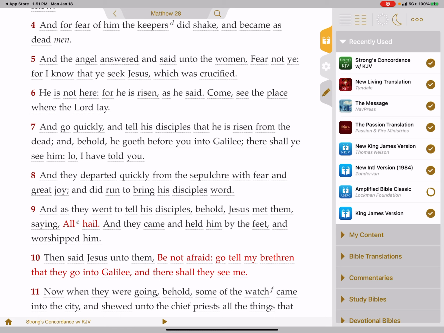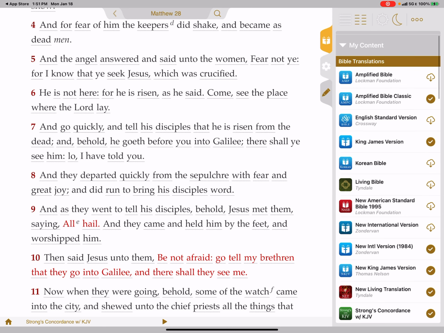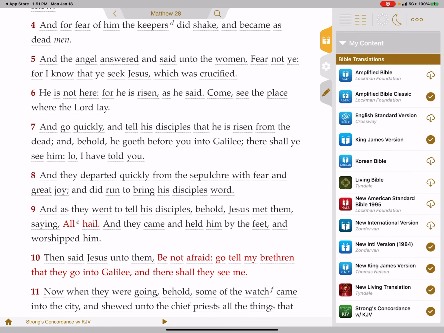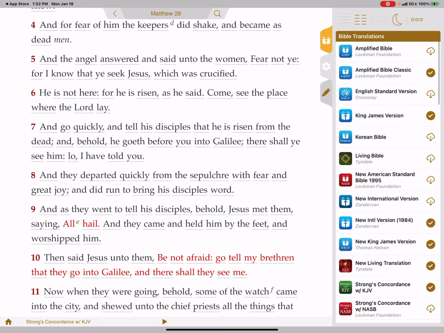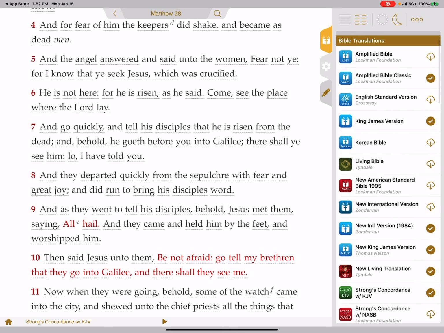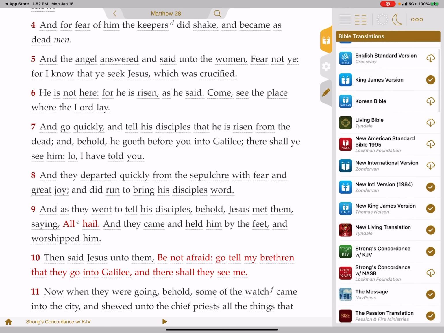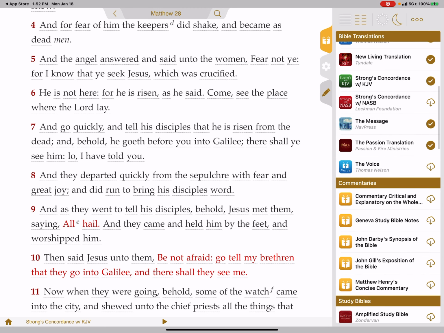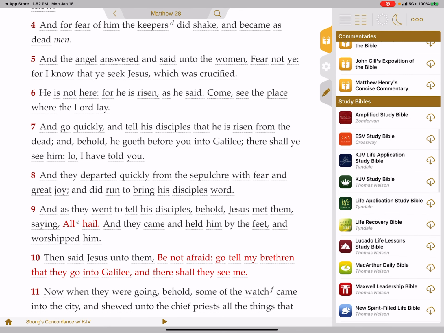These are the recently used books under this tab. All of the content that you own will be under My Content. And as you purchase different volumes, it will be listed in this right-hand column. So you'll see the Bibles under the Bible Translations tab. And then you'll see commentaries that you own under the Commentaries tab. Then there will be study Bibles, and these are Bibles that actually have study notes with them.